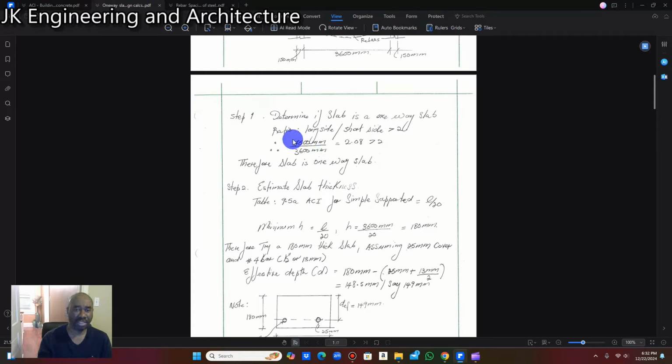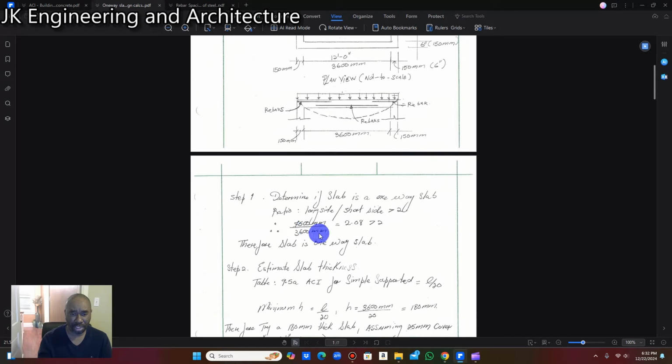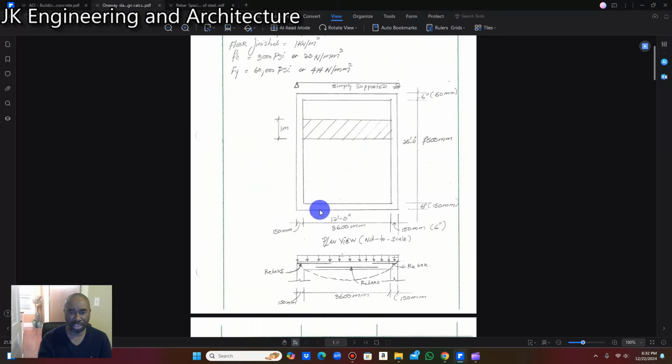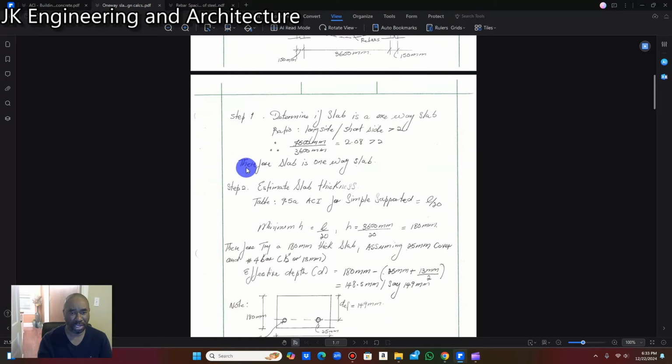We have 7,500, which is the long side, and we have 3,600, which is the short side. When we divide that, we get a result of 2.08, which is greater than 2, so that means we are dealing with a one-way slab.